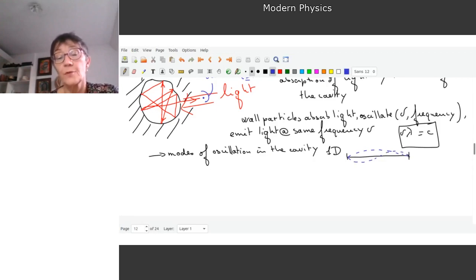And why is that? Why don't you have a continuum? It is because the electric field has to be, the tangential component has to be zero.